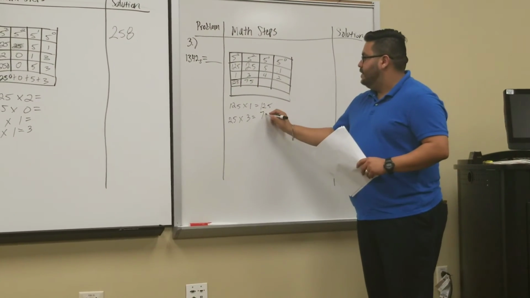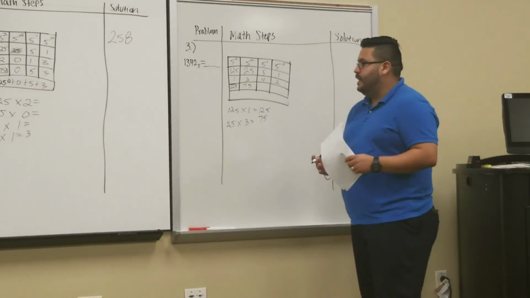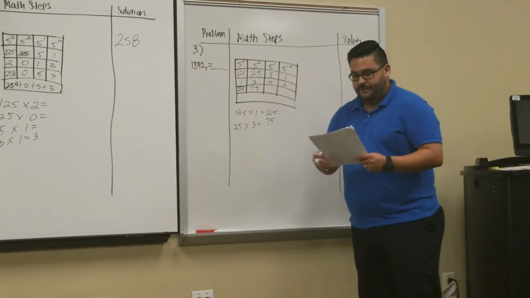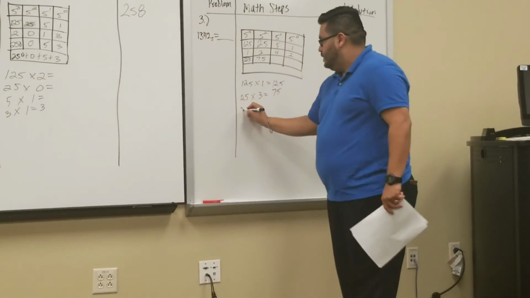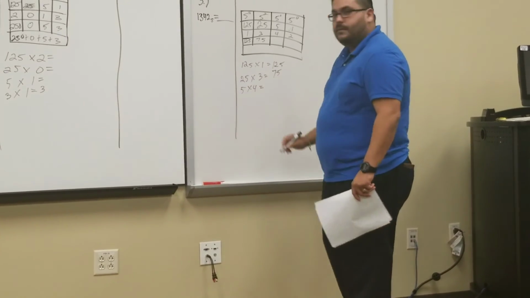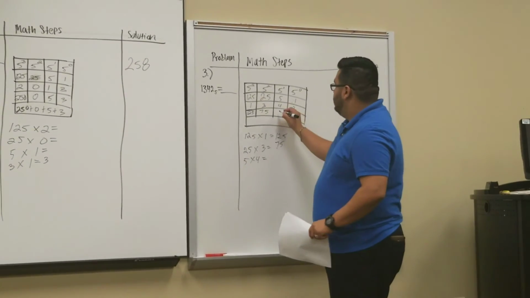All right, if I'm going too fast for anybody, let me know. Raise your hand. I don't want to get too far ahead. Now we got 5 times 4. You can tell me what 5 times 4 is. 20. Good job. We have 20.